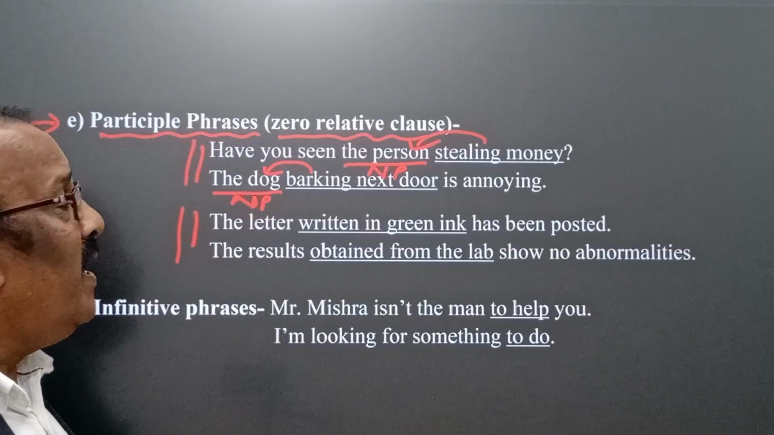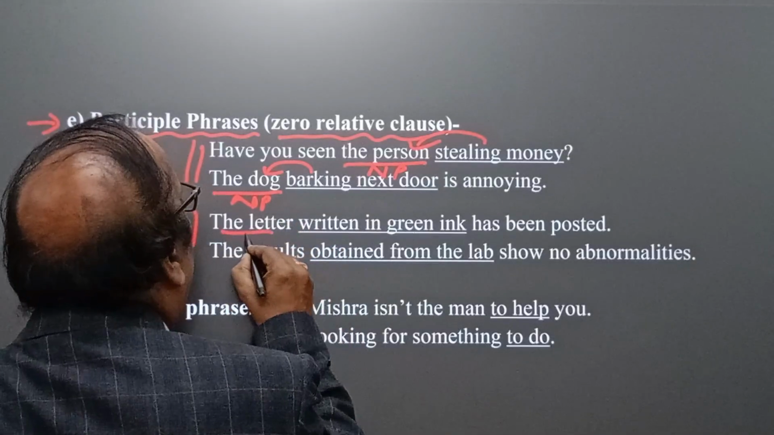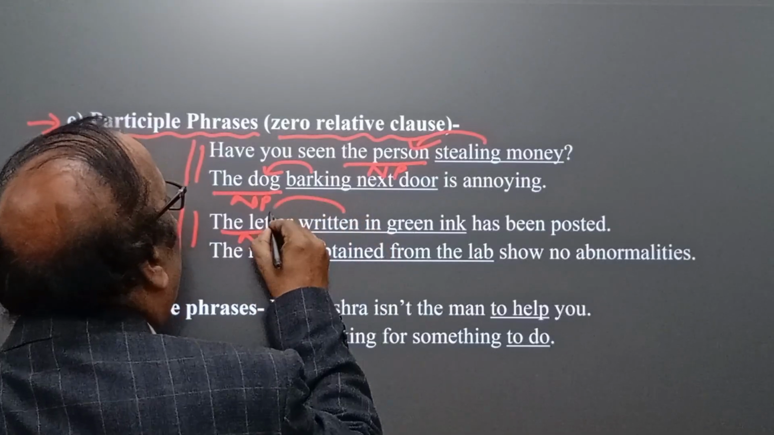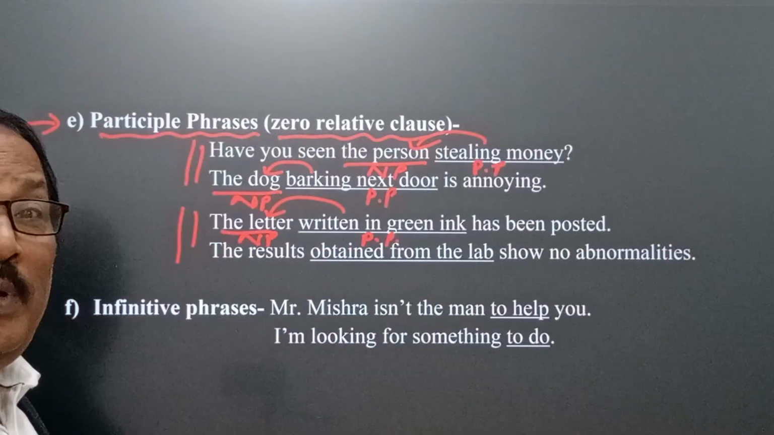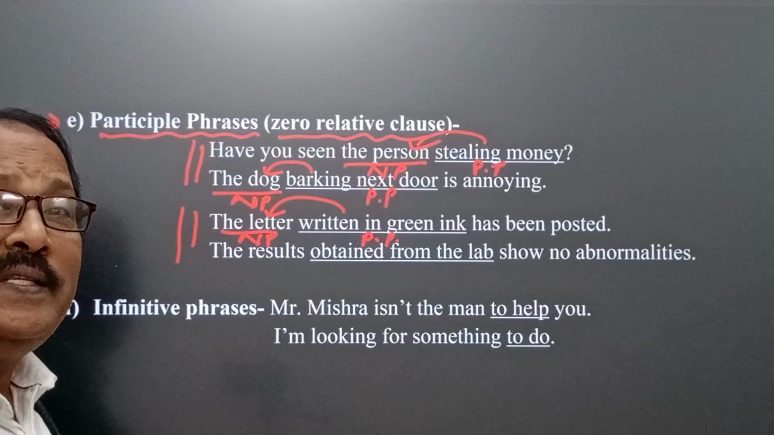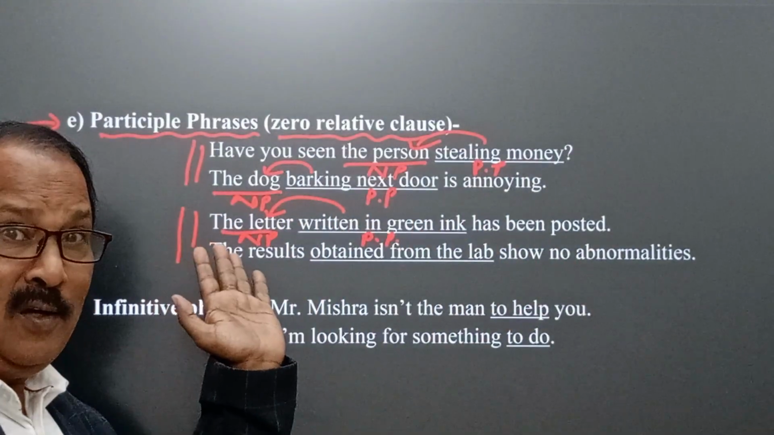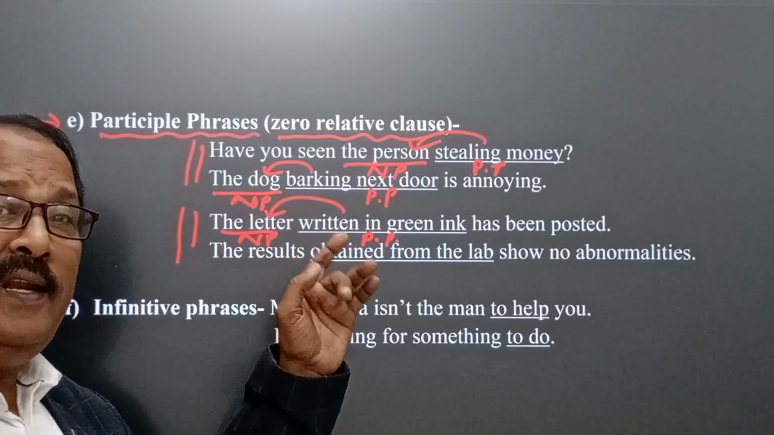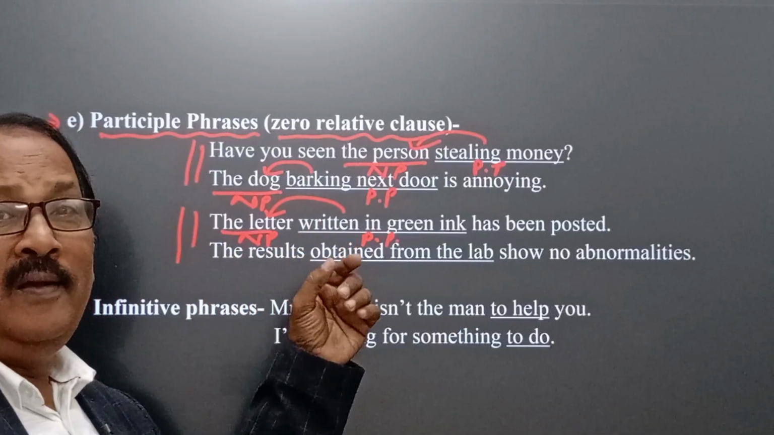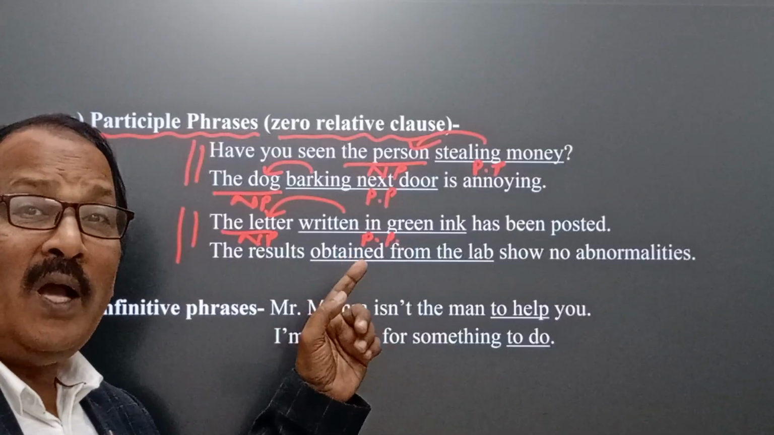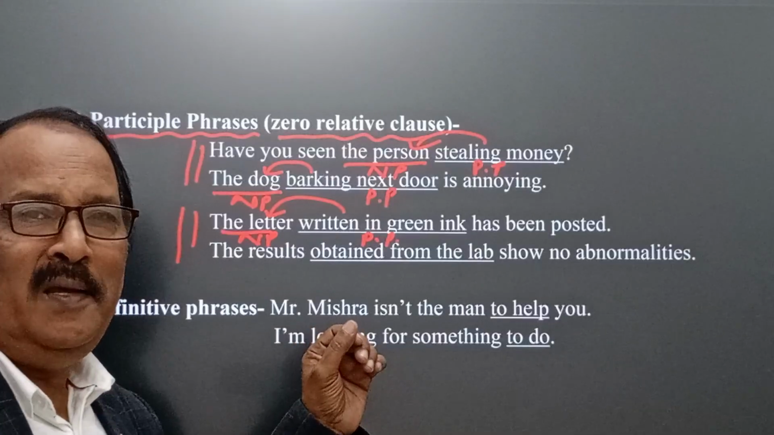The letter written in green ink. Remember, this is another one. The letter is the noun phrase, and written in green ink is the participle phrase. It means the letter which was written in green ink has been posted. The letter which was written in green ink has been posted is equal to, in short, the letter written. Here "which" and "was" both have been dropped. This is what we call a zero relative clause.